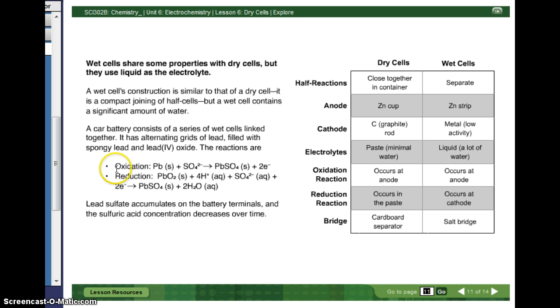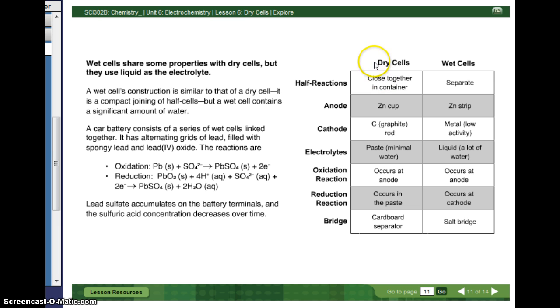The reactions are, first of all, you have an oxidation. So you have your solid lead plus sulfate yields lead sulfide as a solid plus 2 electrons. You have your reduction. You have your lead oxide as a solid plus 4 hydrogen ions, which are aqueous, plus aqueous sulfate plus 2 electrons yields lead sulfate plus 2 waters. Lead sulfate accumulates on the battery terminals and the sulfuric acid concentration decreases over time.